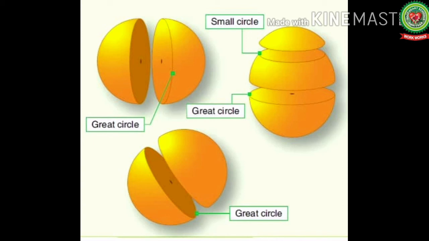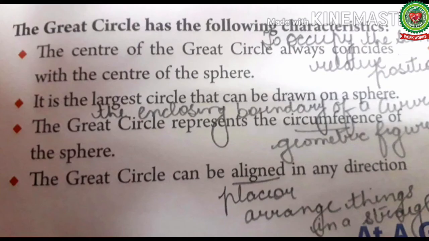And when a plane passes through the sphere but not through its center, the line where the plane intersects the surface of the sphere creates a small circle. In very simple language, we can say a small circle is a circle which divides the earth into two unequal halves. For example, Tropic of Cancer, Tropic of Capricorn, Antarctic Circle, Arctic Circle, etc. Great circle has the following characteristics.